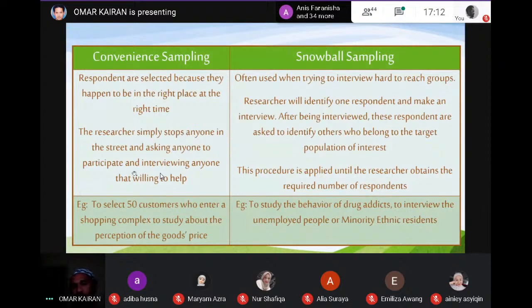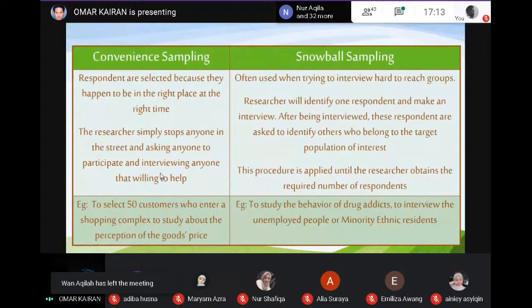Okay. And then another one is the last one, snowball sampling. Okay, often used when trying to interview hard to reach groups. Okay, hard to reach. Okay, reach interview. Okay, maksudnya orang yang kita pilih ni biasanya susah nak cari lah. Okay, hanya boleh tahu melalui cakap-cakap orang. Okay, hearsay, based on hearsay, apa yang orang cakap. Okay, apa?